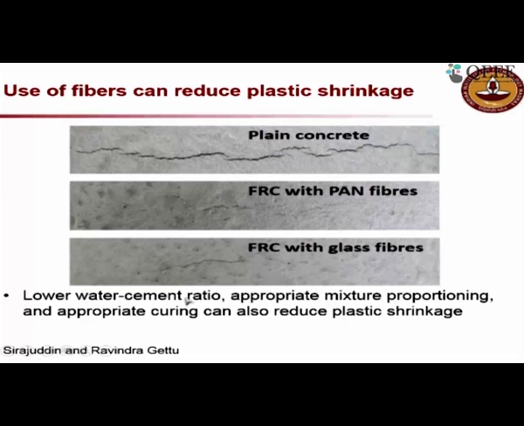You also have to go for low water cement ratio, appropriate mixture proportioning and appropriate curing. That's also very, very important to reduce plastic shrinkage cracking, especially if you are talking about the use of silica fume in concrete or more fine material in the concrete. You have to ensure that the curing is adequately done even in the early stages of concrete. Otherwise, there will be a lot of evaporation happening and there will be more water demand at the top surface. Once the evaporation happens in silica fume concrete, the water is evaporated, so you have to provide enough water for the top layer also to continue curing.